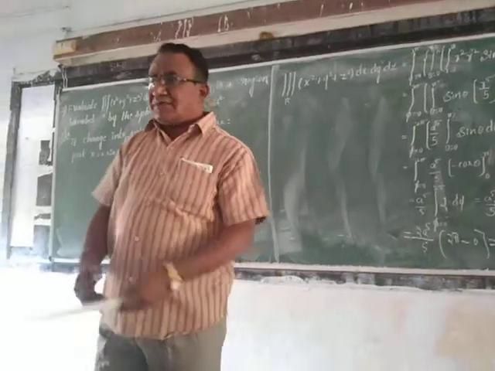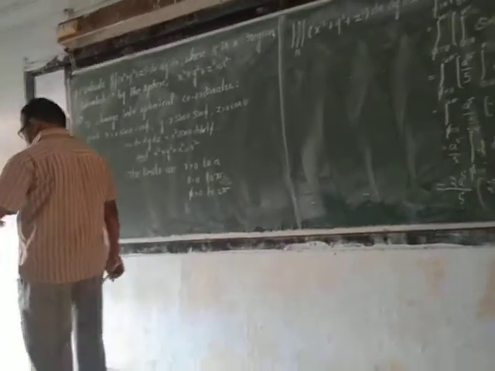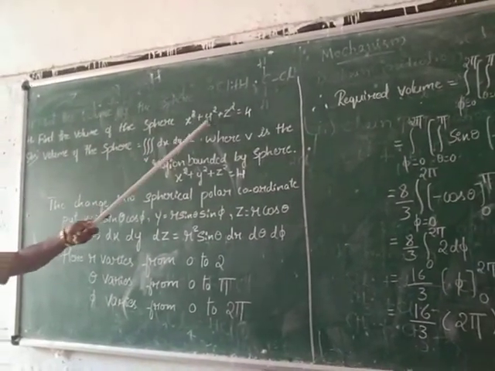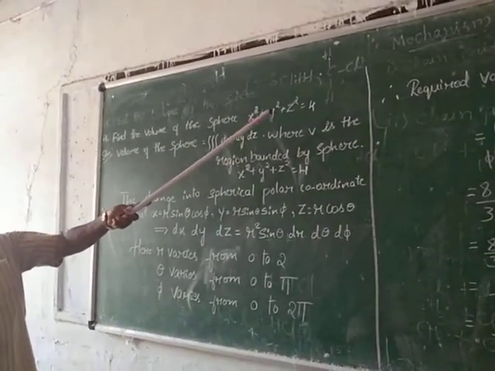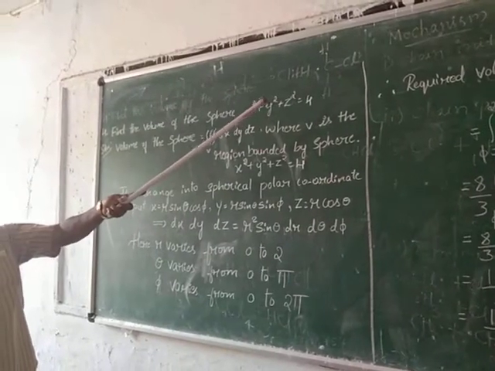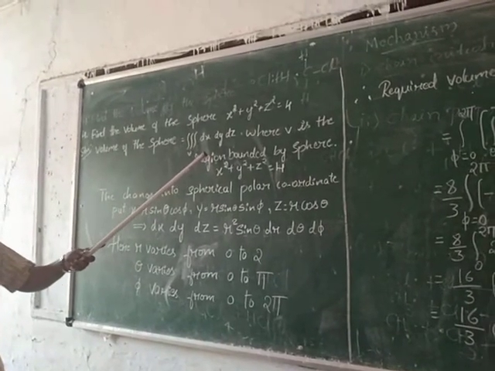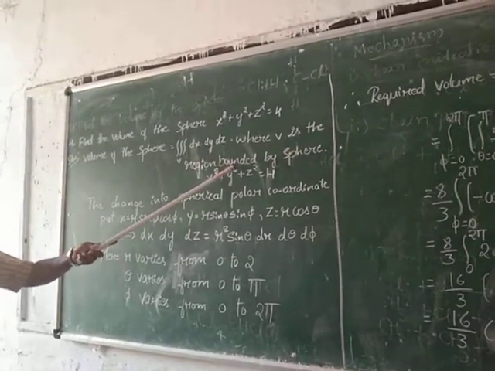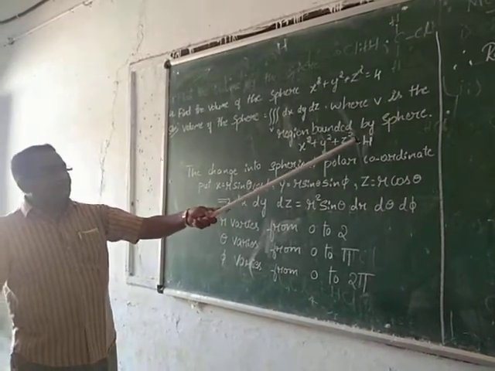Okay. Let us take up one more example here. Find the volume of this sphere x squared plus y squared plus z squared is equal to 4. Means it is of the type x squared plus y squared plus z squared is equal to a squared, where a is equal to 2 here. So volume of this sphere is nothing but a triple integral over v of 1 into dx into dy into dz, where v is the region bounded by this sphere x squared plus y squared plus z squared is equal to 4.